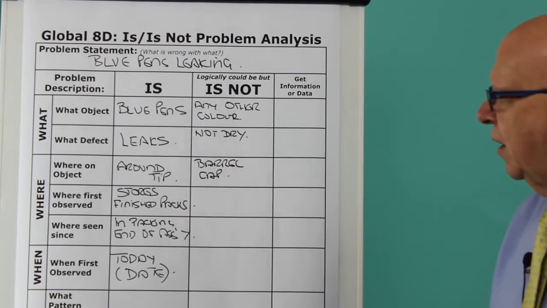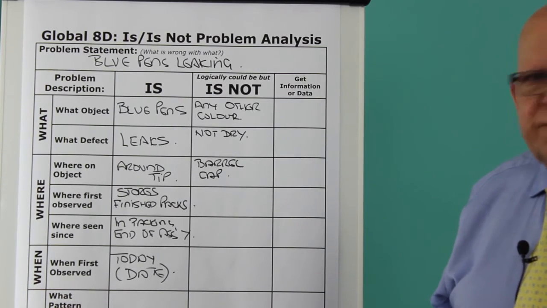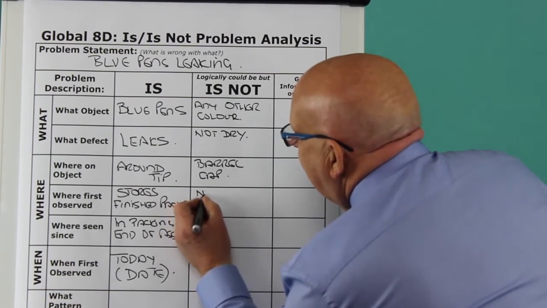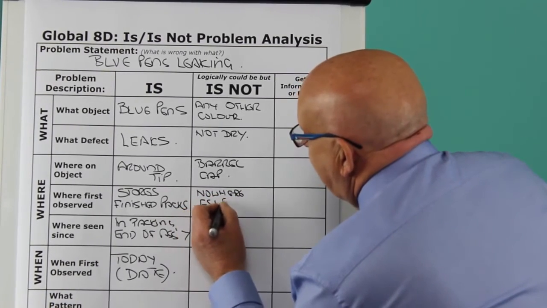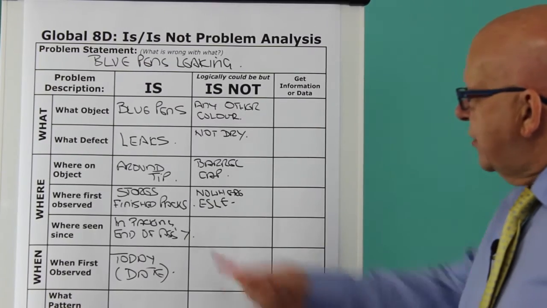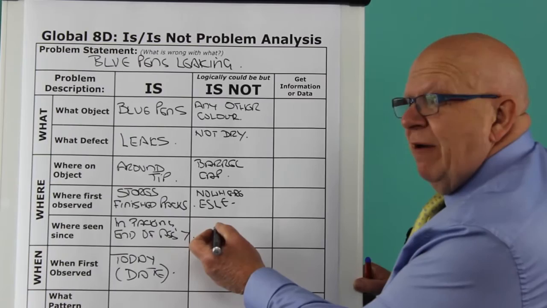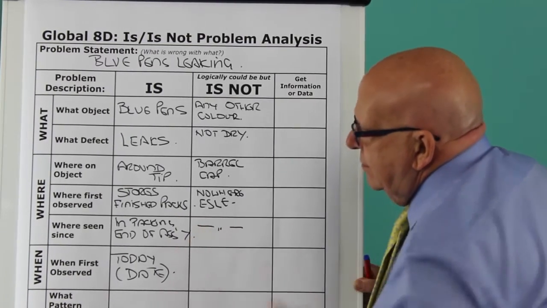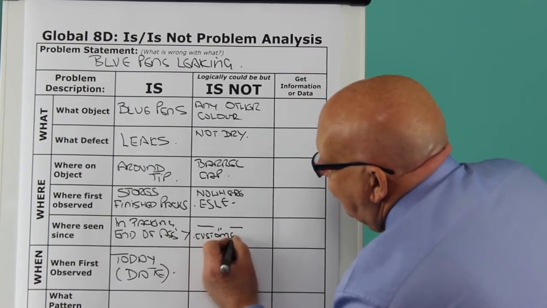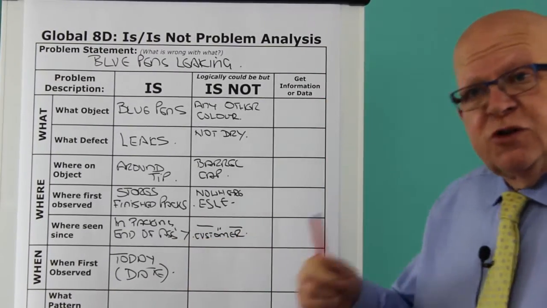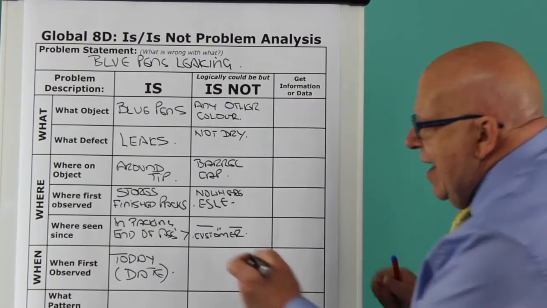Where was it first observed? In the stores. We didn't see it anywhere else, so we would say nowhere else. Could have been, but it was not. Where has it been seen since? Well, it could have been seen anywhere else. And it could have been seen at the customer. But we now know that it's not. Logically it could have got out and gone to the customer. And when was it first seen? Any time before.